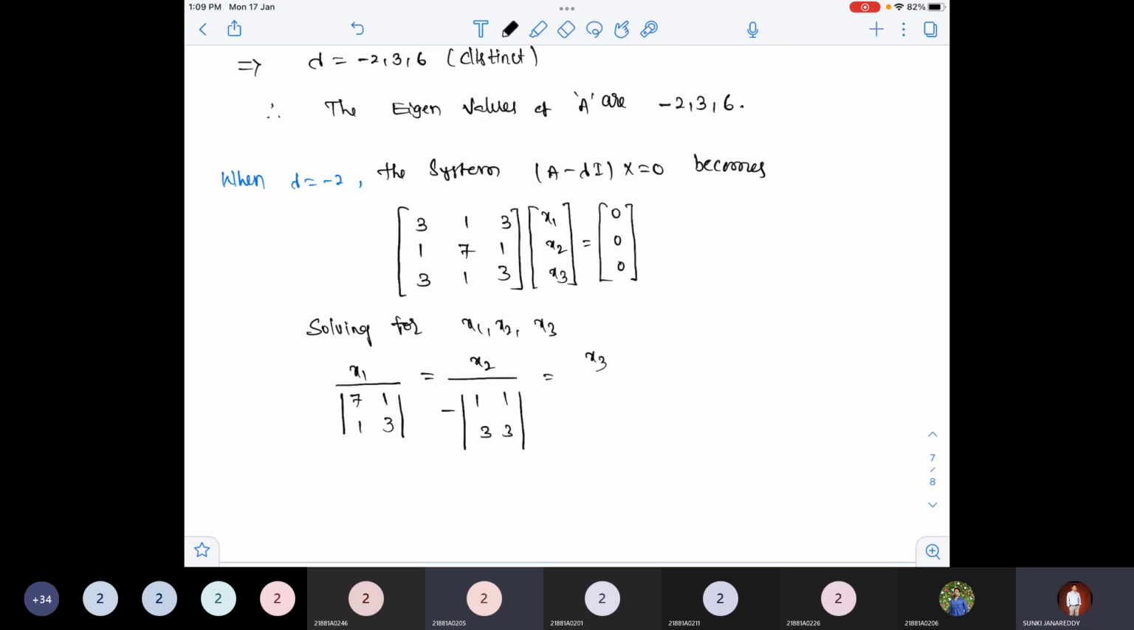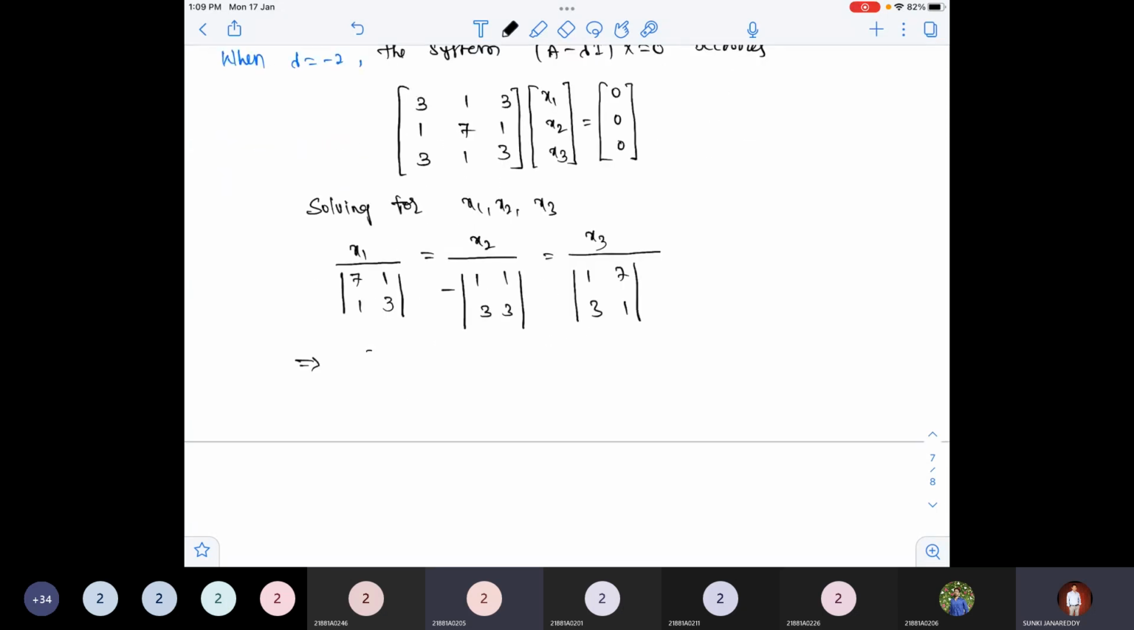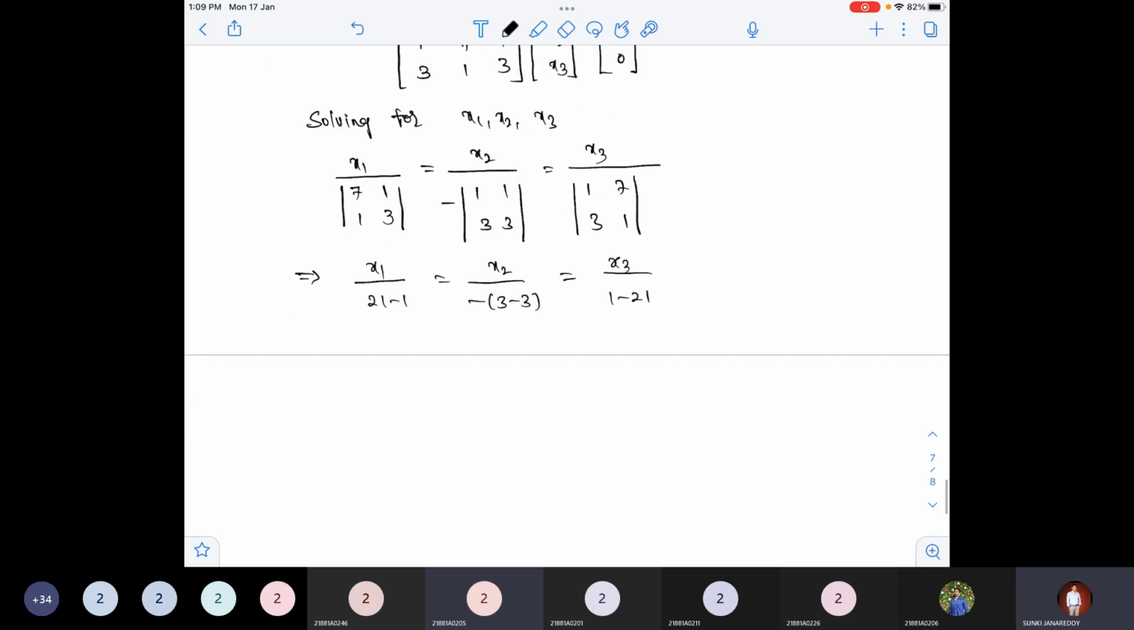Boys, x3 by 1, 7, 3, 1. Okay, now that one is equal to, here what we can get now? x1 by 21 minus 1, then x2 by minus of 3 minus 3. Next, x3 by 1 minus 21. Then that implies x1 by 20, x2 by 0, 0, x3 by minus 20.